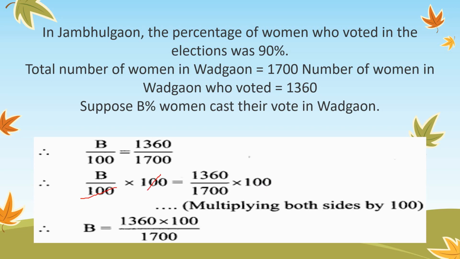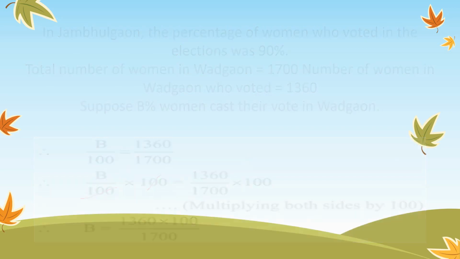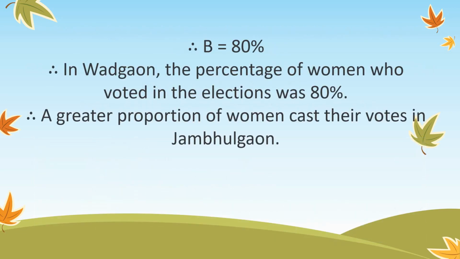So B is equal to 1360 multiplied by 100 upon 1700. When you calculate, you will get B is equal to 80%. So in Vadgaon, the percentage of women who voted in the election was 80%. So a greater proportion of women cast their votes in Zambulgaon.